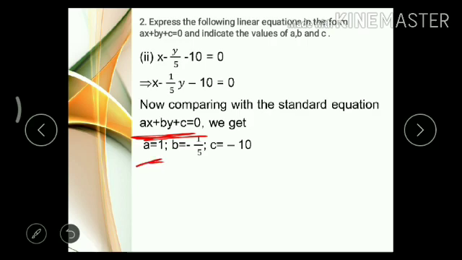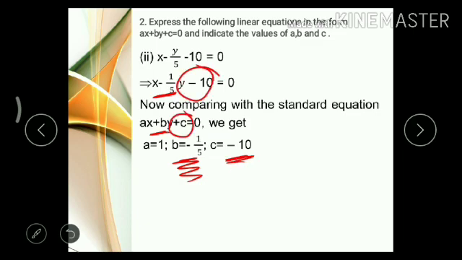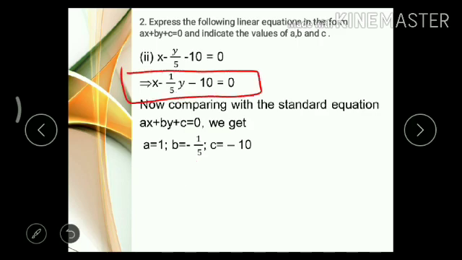Now we shall compare by with this term. In this case b is minus 1 by 5, and c is minus 10. So this was the comparison. We have written this form so that we can compare easily. If you can compare without writing this way, then you can also directly write a, b and c. This is not necessary at that time. I hope you have understood this one. Now let's see the next one.